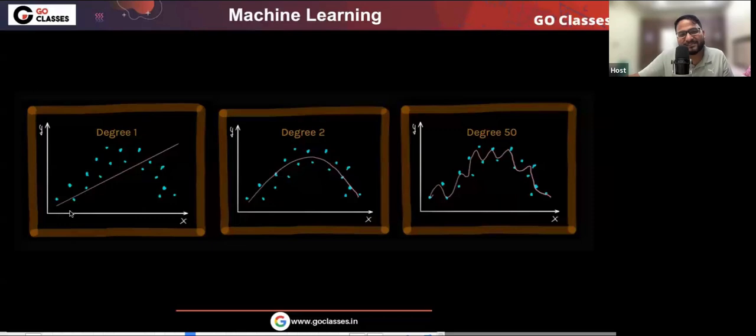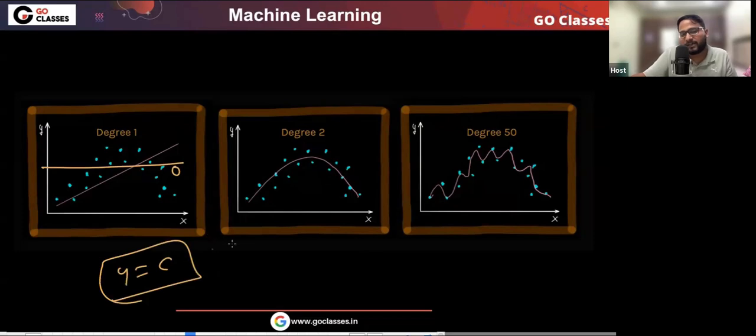Obviously, degree 1 is very straight, and degree 1 is too simple, right? So in this way, if I just ask you with your logic, will you say degree 0 is best? Degree 0 in the sense y equal to some constant. Is it best? Obviously, no. So simpler doesn't mean best. You have to have some balance. Not too simple, not too complex.